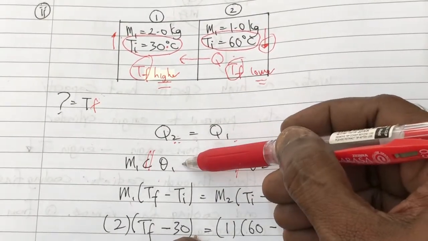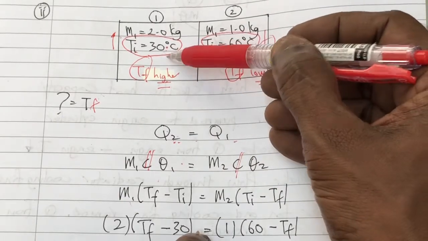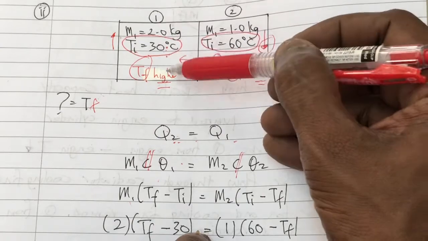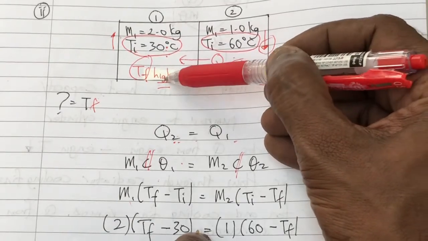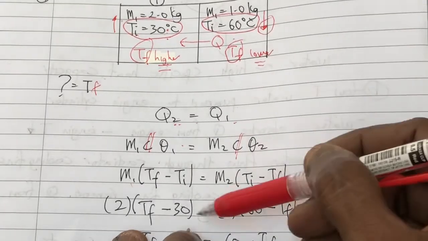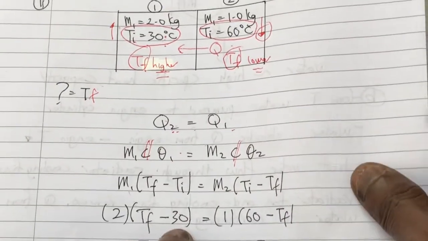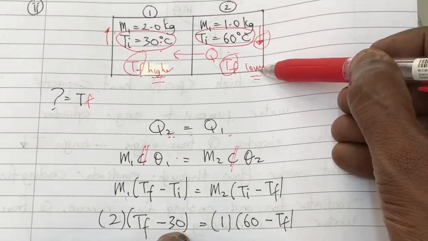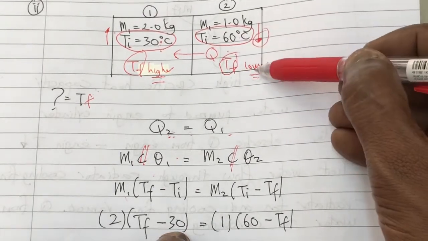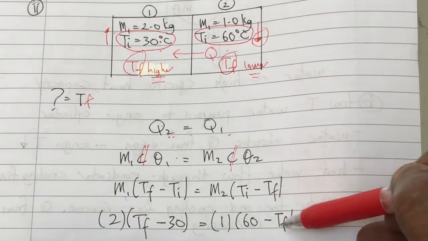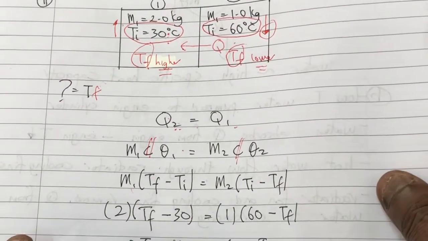The change in temperature of 1 must be bigger minus smaller. For 1, the higher or bigger is the final. So final minus 30. If you see here, it is final minus 30. For the second one, the 60 decreases to a lower final. So here, 60 minus, the bigger 60 minus the final. 60 minus final. Please don't get confused.